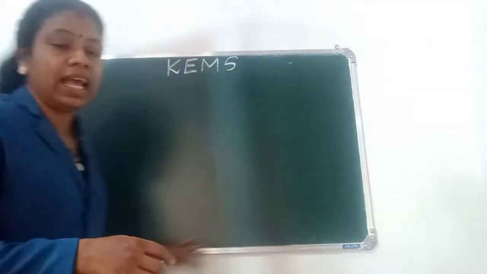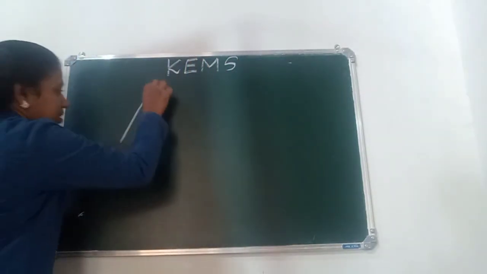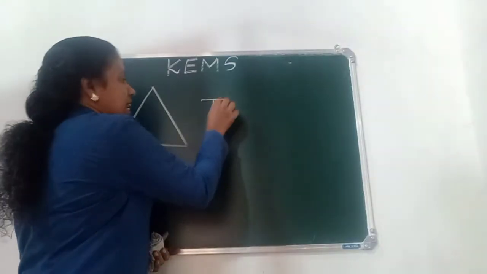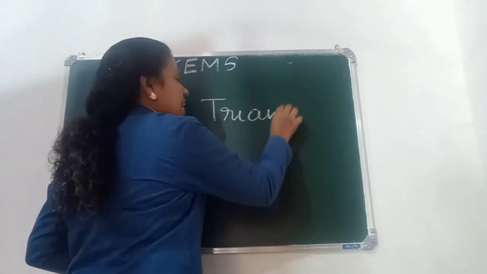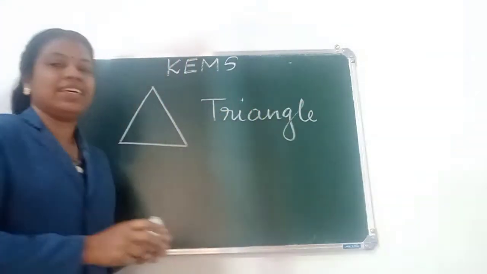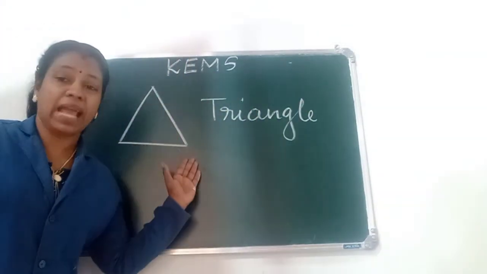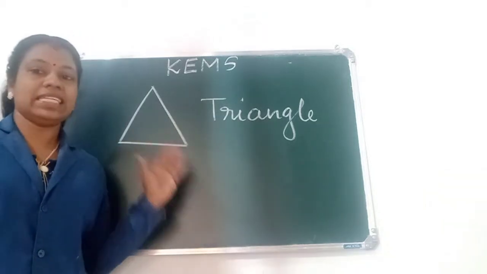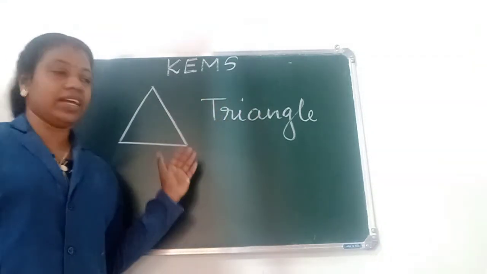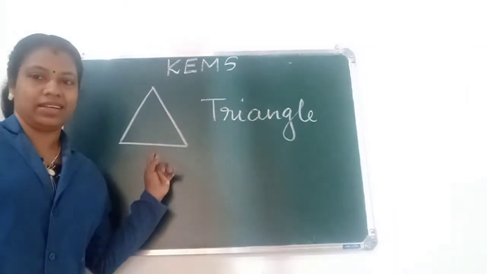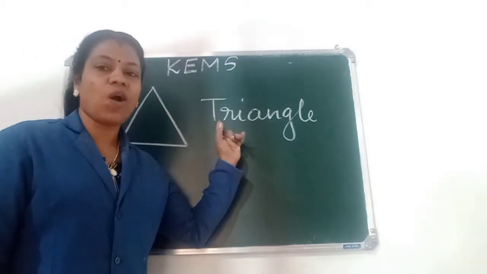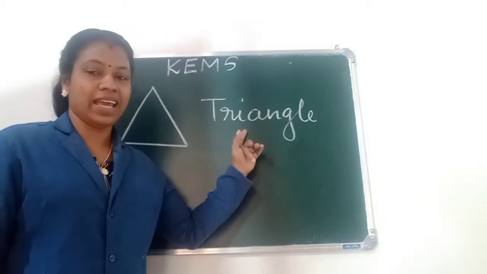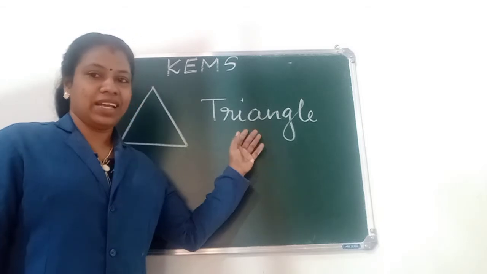First one is a triangle. What is this? This is a triangle. This plane shape has three sides. It is a three-sided figure. 1, 2, 3. That's why it is called a tri. We learned that word tri. Triple century, like that.